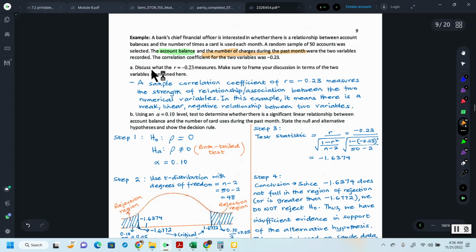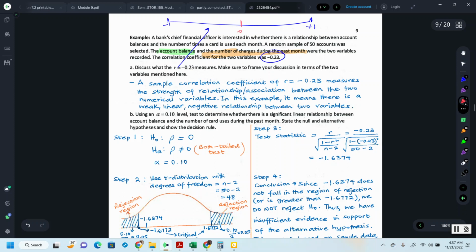When the correlation coefficient was computed, like I showed you in StatCrunch, we are not given the data set this time. We were only given the reported correlation coefficient, which is negative 0.23. The question is to discuss what this correlation coefficient of negative 0.23 measures, and to make sure to frame your discussion in terms of the two variables, account balance and the number of charges during the past month, that are mentioned in this context.